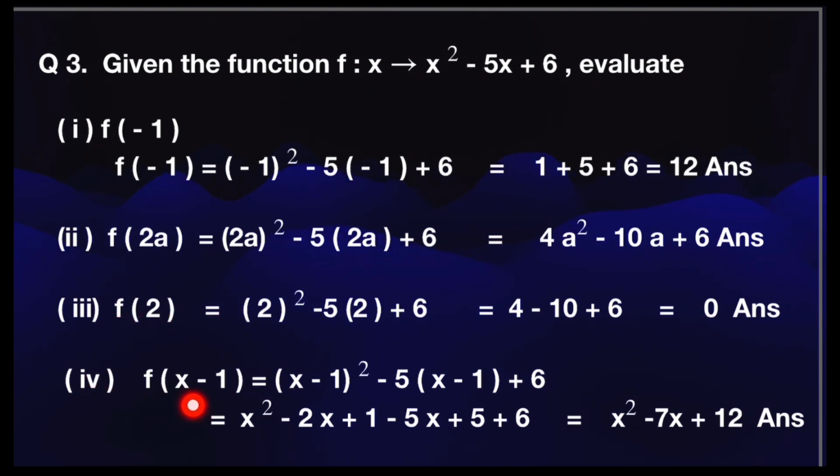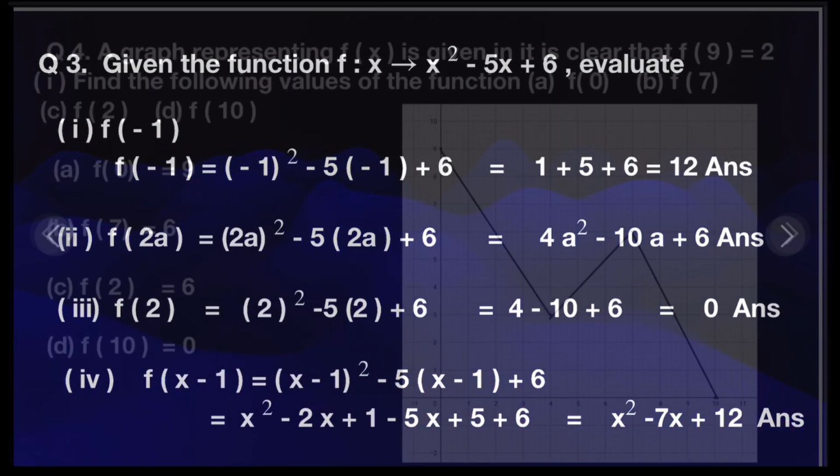F of x minus 1, again put the value of x minus 1 in this formula. X minus 1 whole square minus 5 into x minus 1 plus 6. Open this bracket, this will become x square minus 2x plus 1. Open this bracket, minus 5x, minus into minus plus 5, plus 6. Evaluate this, you will get this answer.